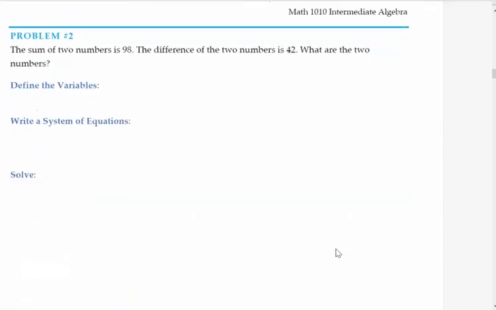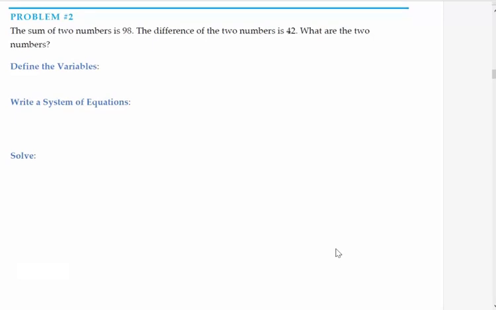Let's do this problem number 2. All right, so in math, does anybody remember what the word sum means? Add. And what does difference mean? Subtract. Okay, so we've got to know those in order to set these up. So we want to define our variables. It's telling us the sum of two numbers is 98. The difference of those same two numbers is 42. What are the two numbers?